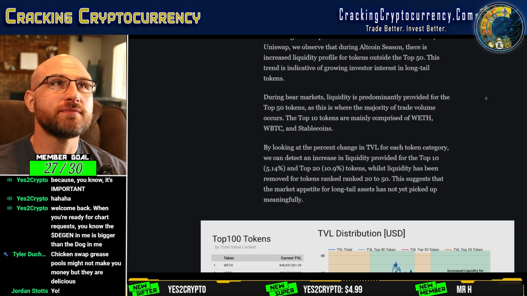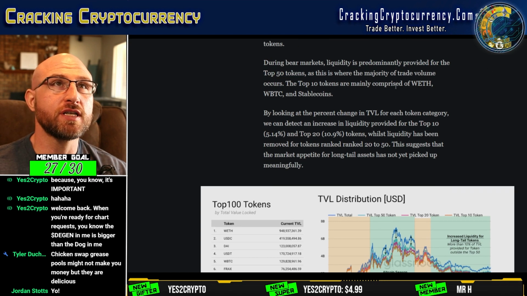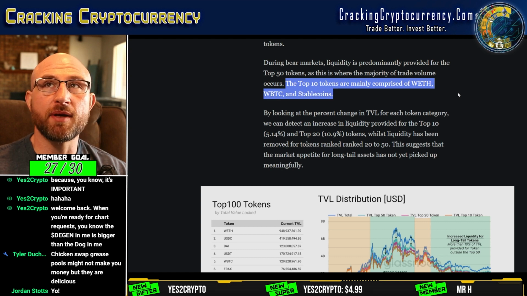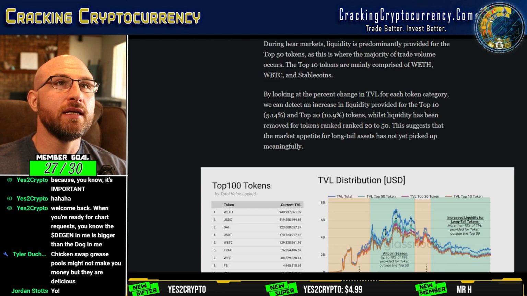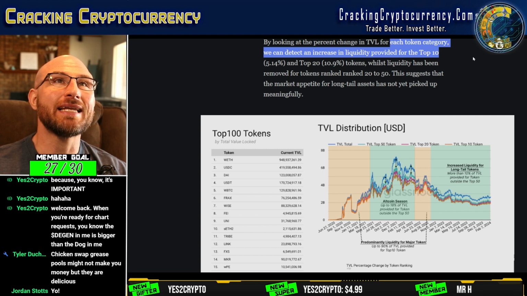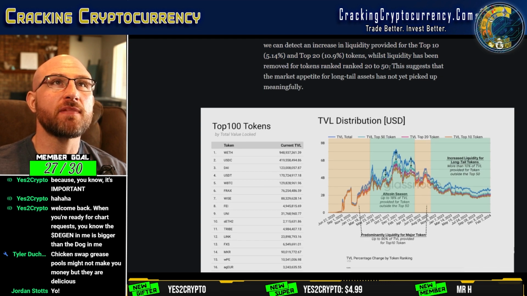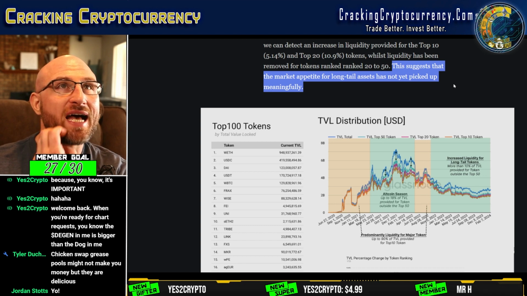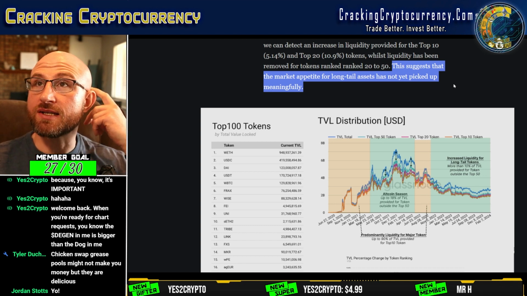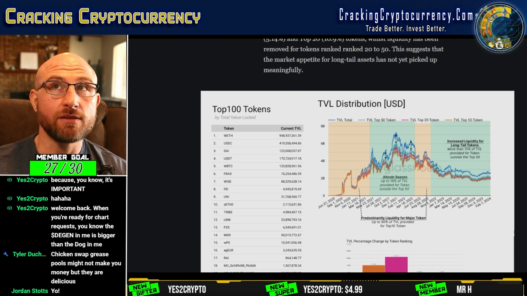During bear markets, liquidity is predominantly provided for the top 50 tokens, as this is where the majority of trade volume occurs. Those top tokens are going to be WETH, wrapped Bitcoin, and stablecoins, which we already went over. They account for the lion's share of all DEX trading. By looking at the percentage change in TVL for each token category, we can detect an increase in liquidity provided for the top 10 and top 20 tokens, while liquidity has been removed for tokens ranked 20 to 50. This suggests that the market appetite for long tail assets has not yet picked up meaningfully, telling us that the rabid altcoin season fever hasn't happened yet.